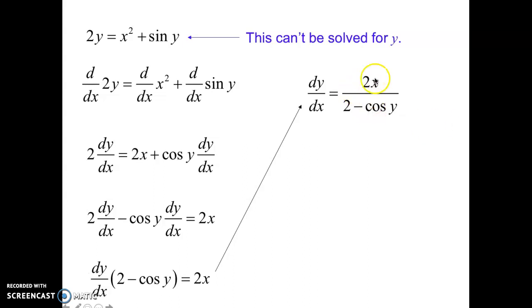Notice most of the time, our expression for dy dx ends up being some type of an expression including both x and y. This doesn't always happen, but it often happens when I take the derivative implicitly.